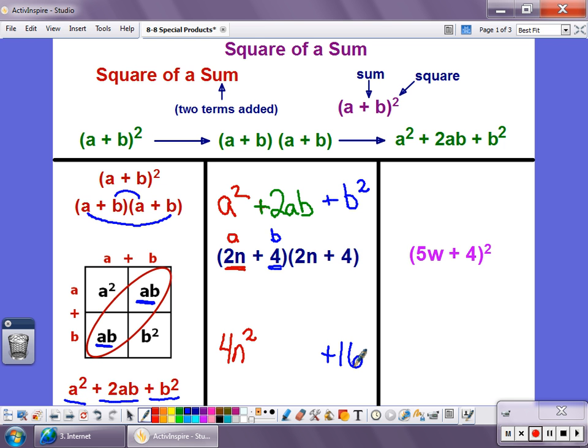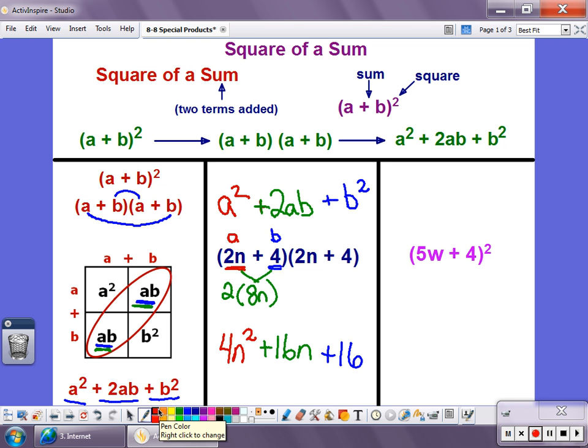Now the middle term is where things get a little tricky. It's 2 times a times b. Well, if I do a times b right here, 2n times 4, that gives me an 8n, and then I just need to double it to get this middle term because I want 2 of these. Remember, there's one here and one here, so 2 of them is going to give me 16n. And so if I had used my distributive property, this is the answer I would have gotten. It's just that now I know a shortcut to help me find my answer.